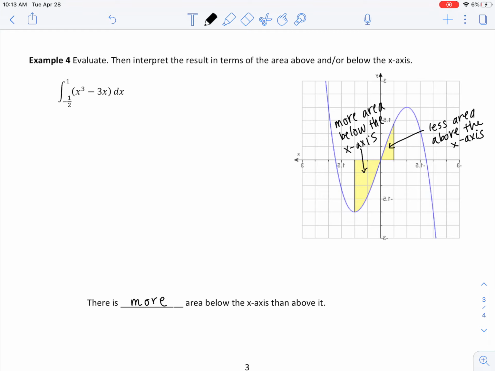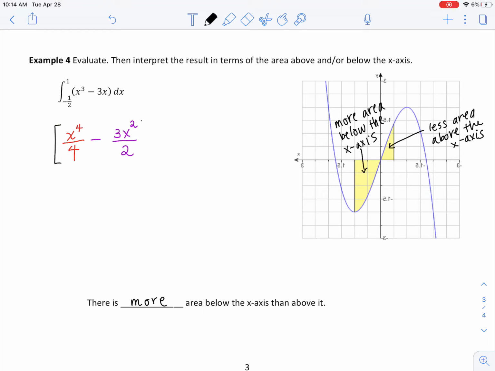I'm going to use the power rule, okay? So x to the third power will turn into what? x to the fourth power divided by the new power of 4, okay? All right, and then the next one, minus 3x. I have to increase the exponent by 1, so that's going to be 3x squared, and you must divide it by the new power of 2. That's it. And no worries about the plus C because we have bounds to plug in this time.